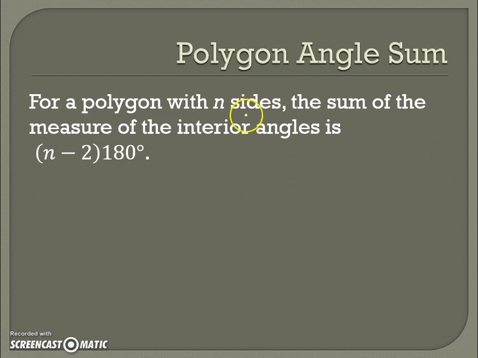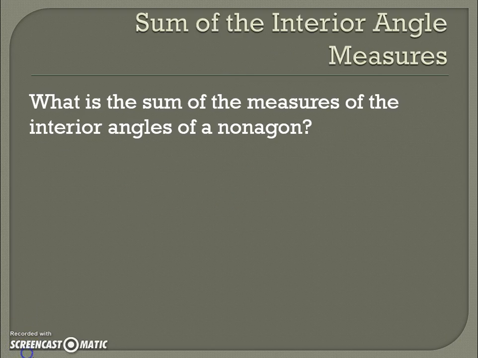All right, so polygon angle sum. For a polygon with n sides, the sum of the measures of the interior angles is (n minus 2) times 180. So copy this down, this polygon angle sum. This is going to be a very, very important concept for what we're looking at today. So pause and have it written out.